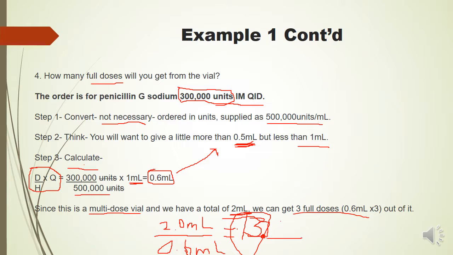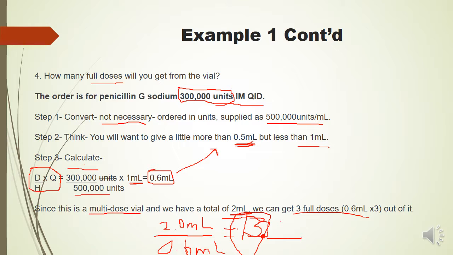Now, example 1 continued. How many doses, then, are we able to get from this vial? In this case, our order is for 300,000 international units IM 4 times a day. So let's focus on the dosing. This is how much we need.